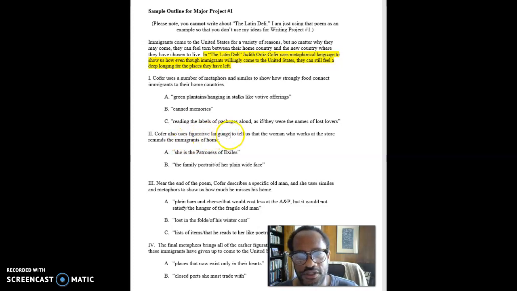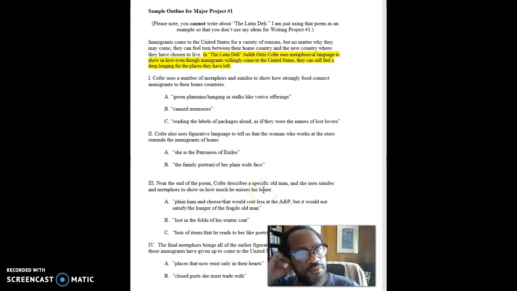Figurative language is really just another way of saying metaphors and similes. We could use those interchangeably. And so the woman reminds them of the longing for the place that they have left. And so I have the metaphors that talk about the woman. When I'm done talking about her, I can move on to the next thing. Near the end of the poem, she describes an old man, and she uses similes and metaphors to show us how he misses his home.